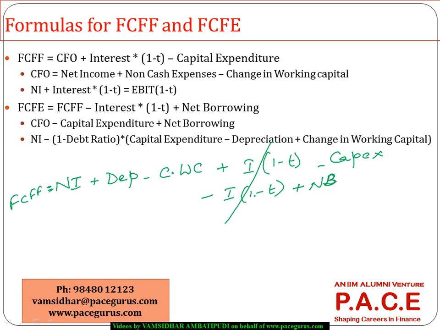So basically you can very well work out the remaining aspects. Here again this is nothing but cash flow from operations. Cash flow from operations minus capital expenditure plus net borrowing is the formula for free cash flow to the equity. You can really play around with all these formulas once you get an understanding of the base formula altogether.